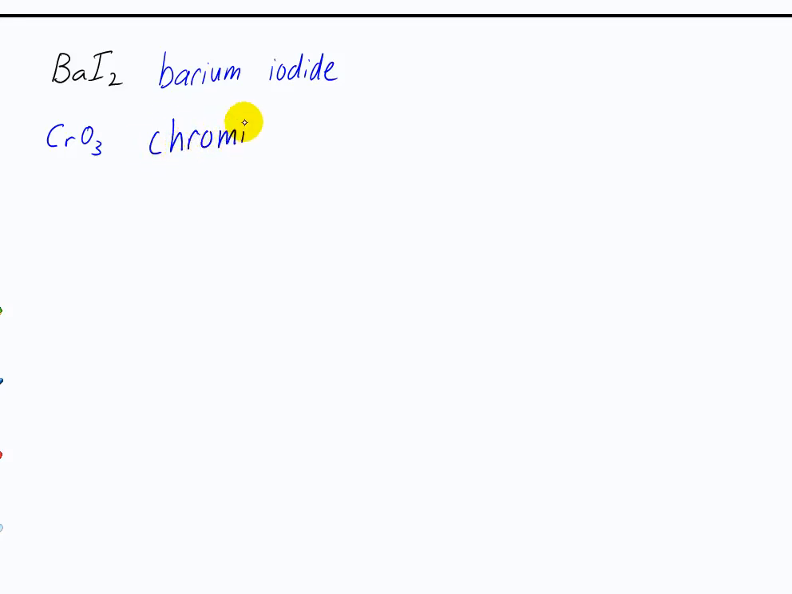So far we know that it's something like this. Chromium something oxide. So we have to figure out what the charge on chromium is, and to do that, we have to look at the oxygen. Oxide always has the same charge. What is it? Minus 2. Oxide is always -2. So if each oxygen is -2, then what does chromium need to be to balance that out?